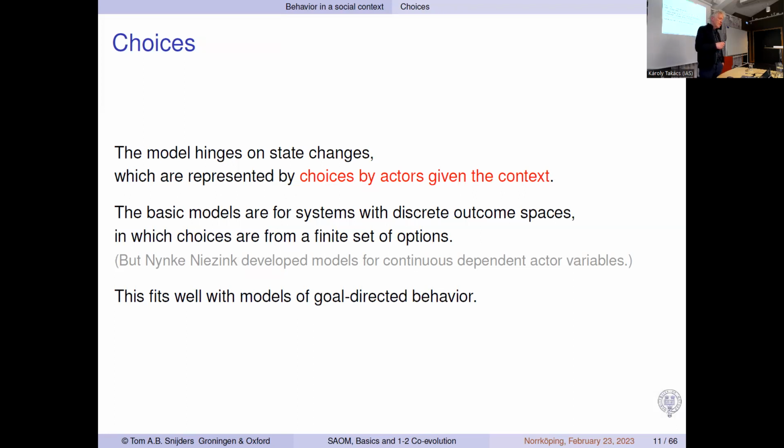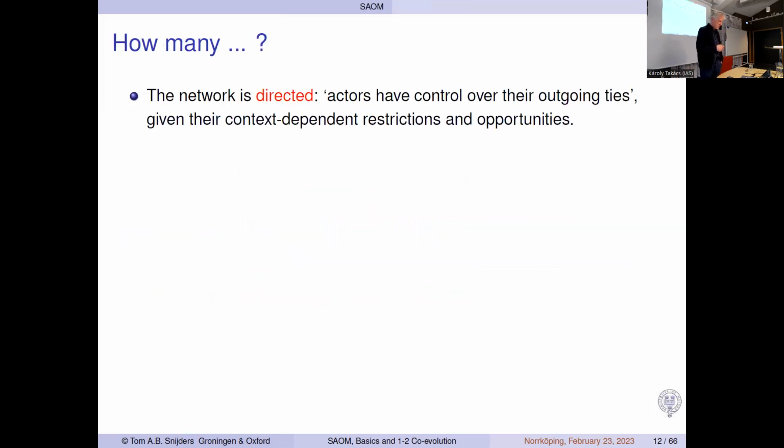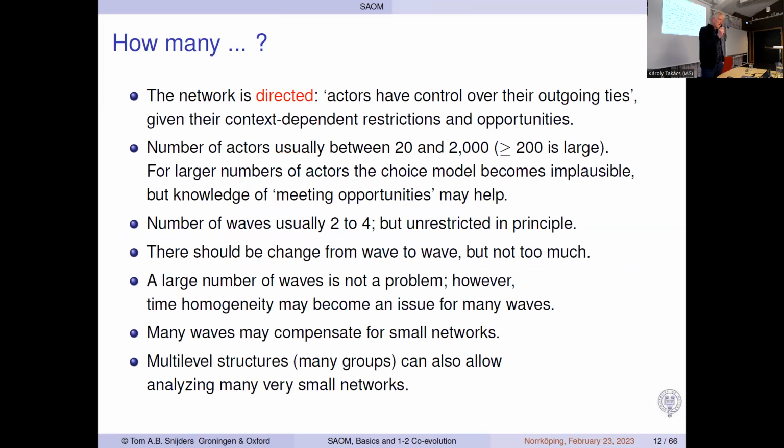The change model is easily brought in line with goal-directed behavior. I say this in a moderate way. It doesn't assume goal-directed behavior. The network is assumed to be directed, so actors have outgoing ties. They don't have control over incoming ties. That means they don't decide who likes them, but they only decide whom they like, who are there, they can mention their friends, whom they think, according to themselves, are their friends.